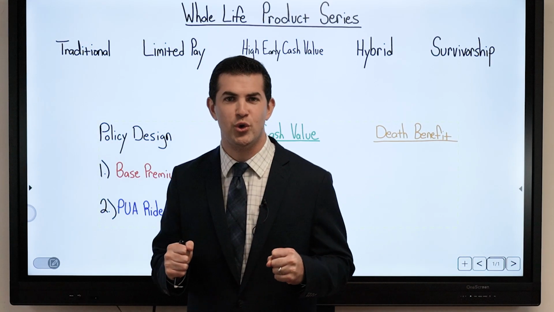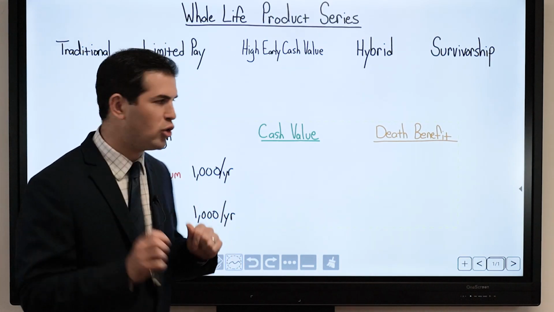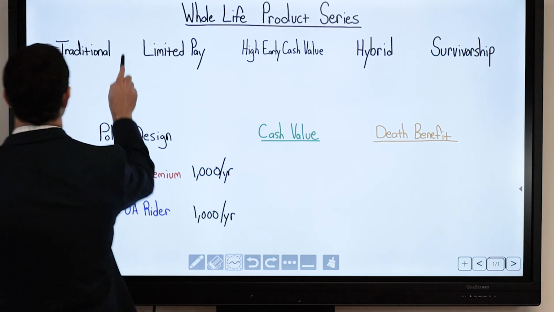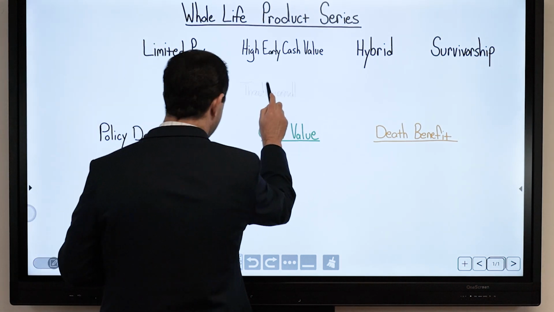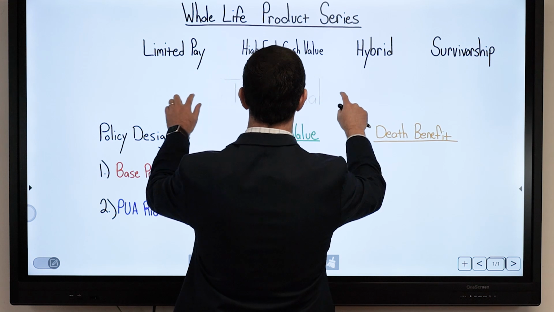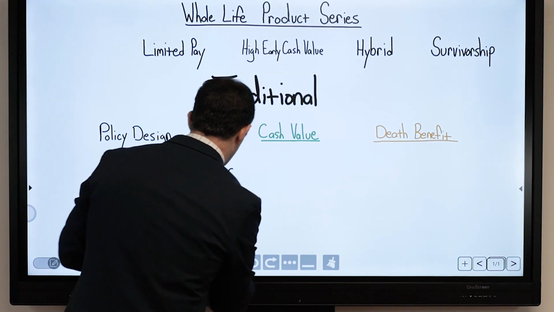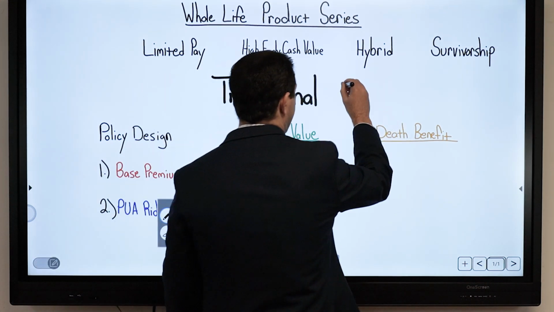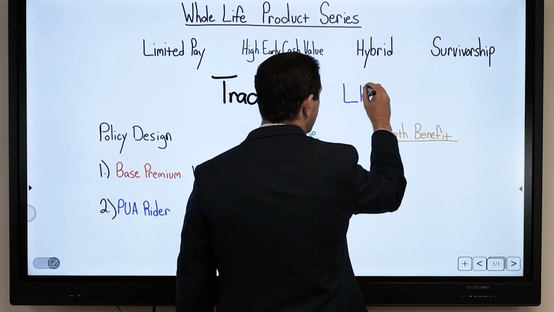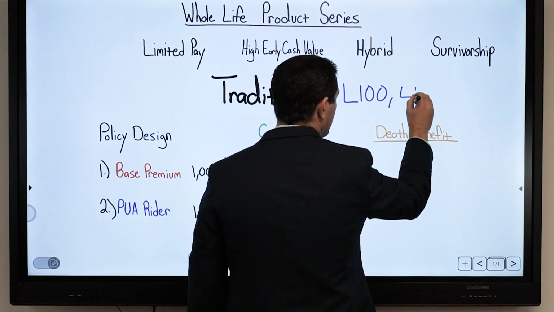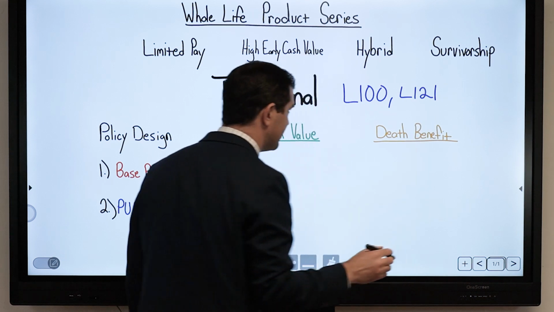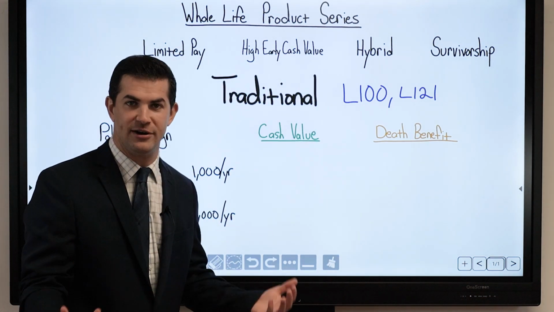Right, so we are going to examine the traditional whole life insurance product in this video. When we take a look at a traditional life insurance product, if you watch the overview video, that would often be referred to as a Legacy 100, L121, and there are other names that exist as well, but those are some common examples.